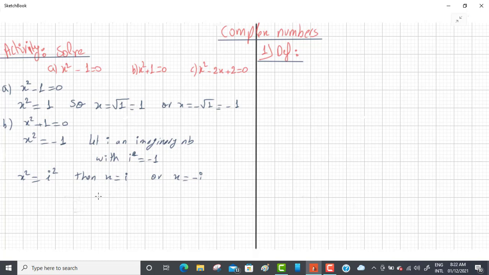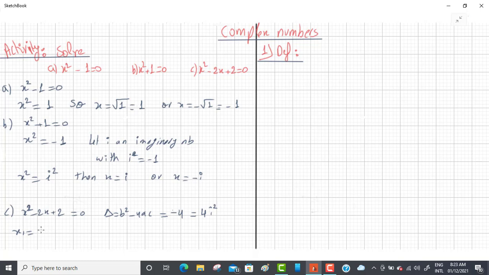Okay, then when they try to solve a quadratic equation like x squared minus 2x plus 2, you know that to solve a quadratic equation we need to use the quadratic formula, what we call delta, which is b squared minus 4ac. If you calculate delta, you will find 4 minus 8 is minus 4. You used to say delta negative, no solution in R, but wait, you can write minus 4 as 4i squared. Now, minus 1 is i squared, so you can write minus 4 as 4i squared. And now you can find two roots according to this value of delta.